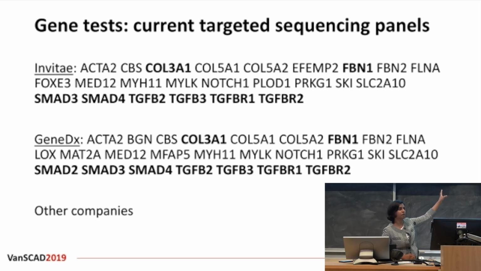When we get these results back, I'm always very eager to see what the collagen 3A1 report is. If it's negative, if the Loeys-Dietz is negative, that's very reassuring that we're not dealing with one of these pictures if there aren't other clinical features going for that.